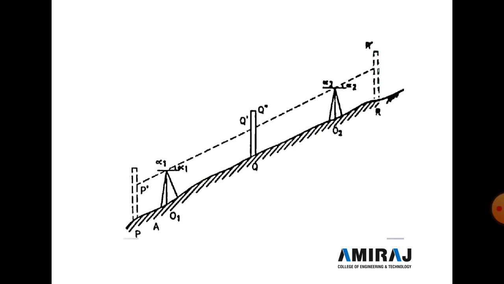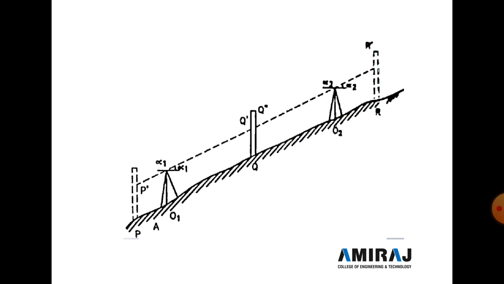Now shift the instrument station to O2, the midway point between Q and R. This one is Q and this one is R, and now shift the instrument to the midway point between Q and R. O2 is the midpoint of Q and R, and take the backsight to Q double dash. Now set up the instrument at the Q point, and the backsight is measured. The backsight point is Q double dash. The same procedure followed for P double dash is followed for the backsight of Q double dash.